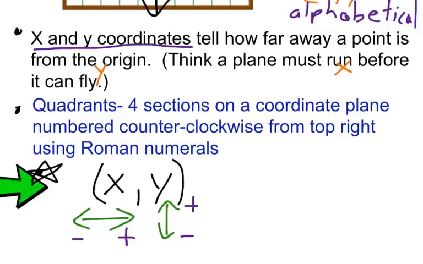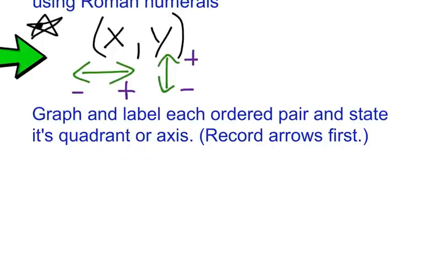So let's go ahead and start by graphing and labeling a few ordered pairs, and we're going to state the quadrant or axis that they are located in. So what we're going to do next is graph and label each ordered pair and state its quadrant or axis, and we're going to record the arrows first. So we're going to go back to these arrows I just had you write down, and we're going to record the direction that each part is going. And I'm going to write these like this.